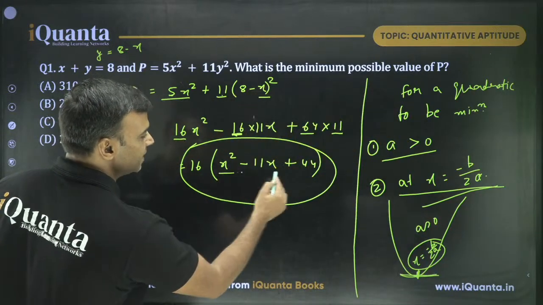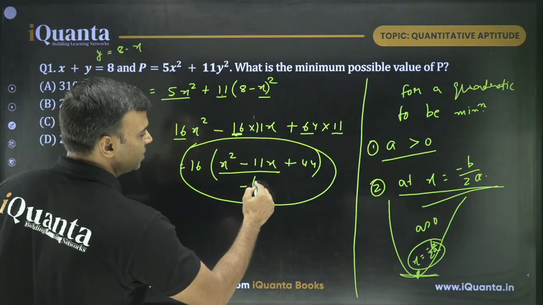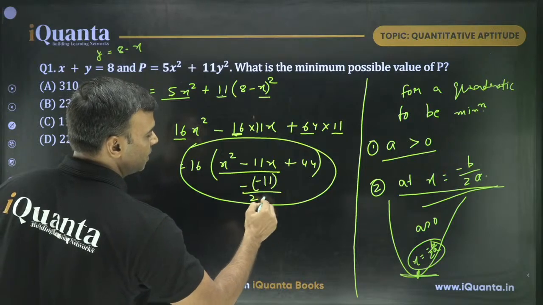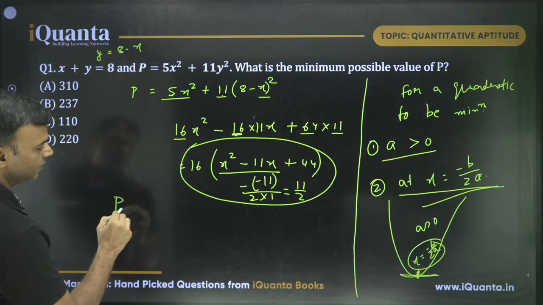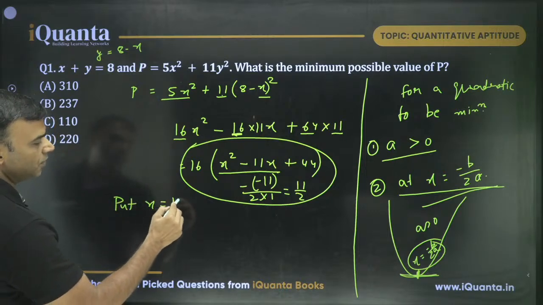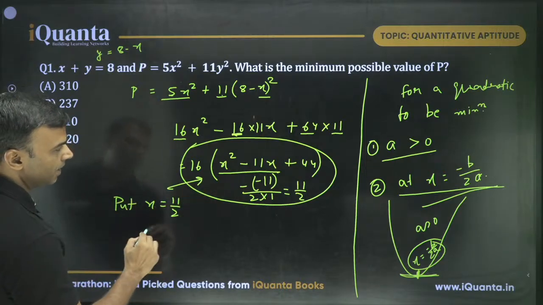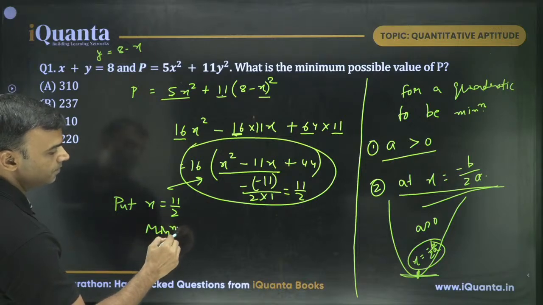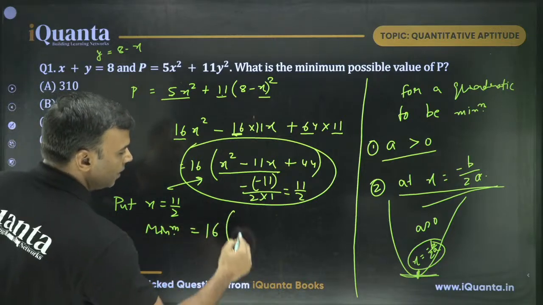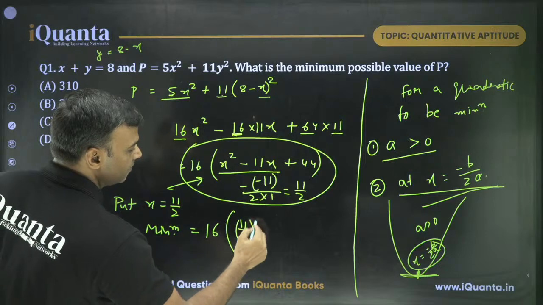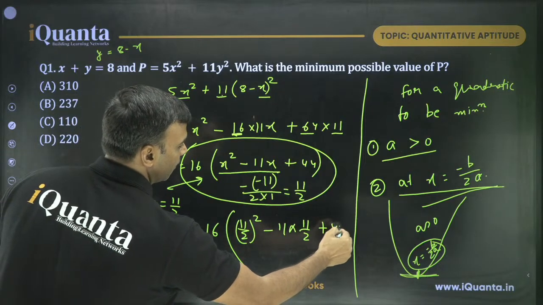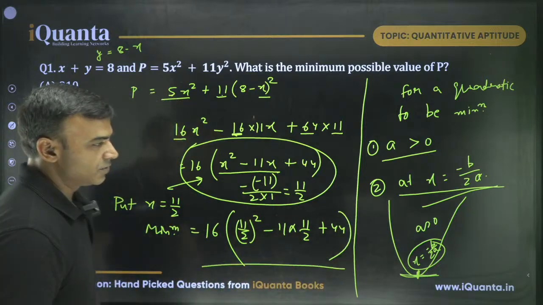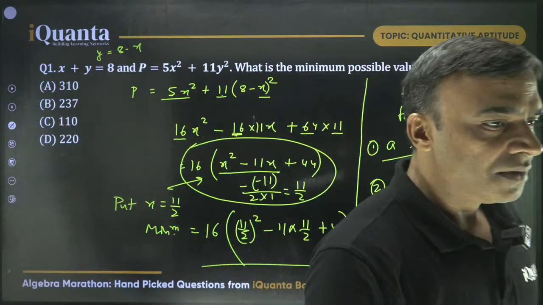So once I have this, from here minus b by 2a will be minus 11 divided by 2 into 1, which is eventually 11 by 2. So now put x equal to 11 by 2 in this expression and your minimum value will be equal to 16 into 11 by 2 square minus 11 into 11 by 2 plus 44, or those who remember b square minus 4ac by 4a, वहाँ से भी कर सकते हो.